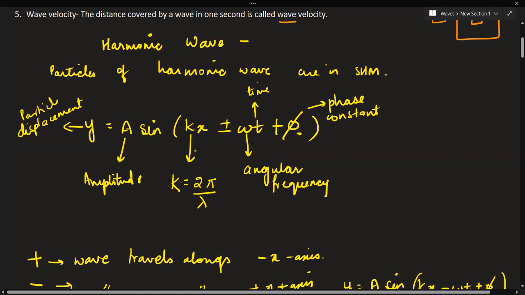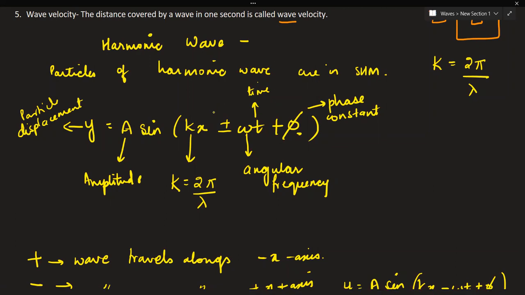K is a constant, related to wavelength through this relation: k is equal to 2 pi divided by lambda. So wherever you have to convert wavelength into k or k into wavelength, you can use this relation. And then x is the displacement, whichever will be mentioned to you. For example, the question may ask you to find the displacement of the particle at x equals 3 meter or something. So you have to insert the value of x.